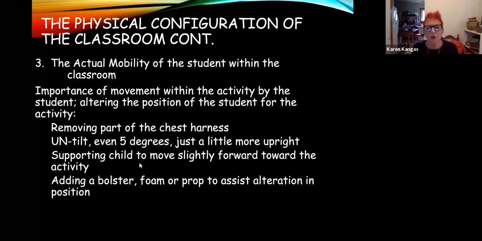All right. You need to alter the position of the student slightly. And this is what you need to plan. Speech therapists and teachers, you need to talk with your OTs and PTs about this and all be on the same page.